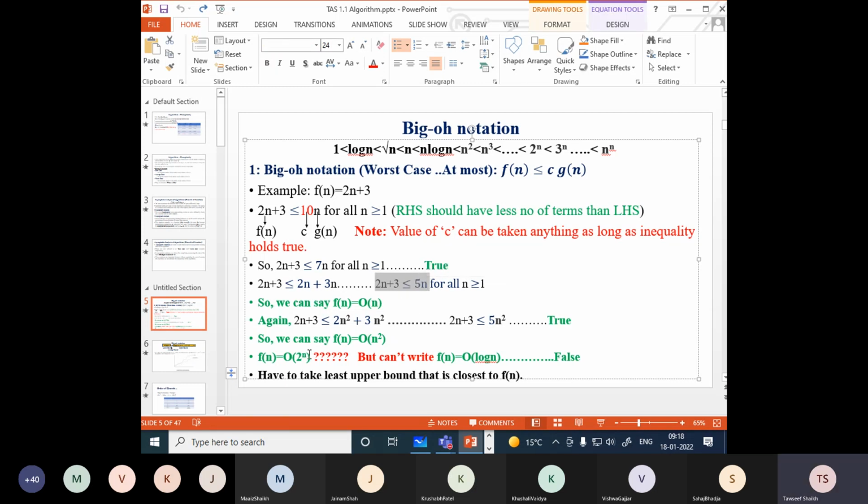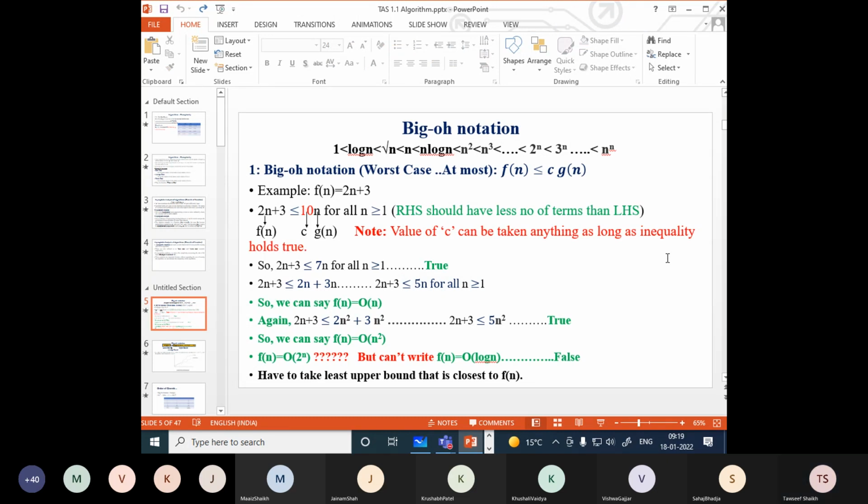Because exponential won't be least, quadratic won't be least, least will be only linear, and out of that we also have to see whether 7 is least when we multiply it, 10 is least, or 5 is least. The least one we have to take as the least upper bound. This is very important when we talk about the big O notation.